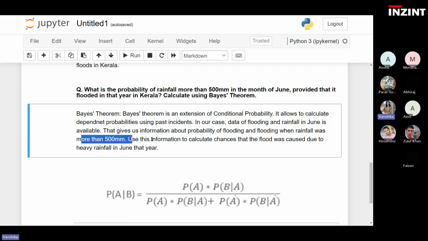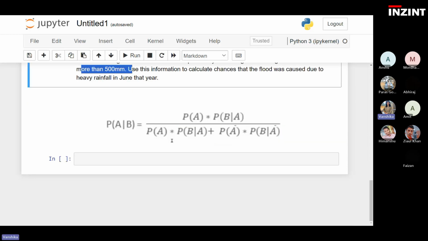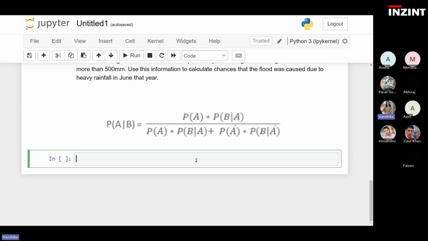Okay, so sometimes the rainfall in June was low but still floods happened, and sometimes the rainfall was high and floods happened too, so we have to calculate this dependence. Now we have to use this information, and the formula that I'll be using is this one. Okay. So let's have a look at the data set first.